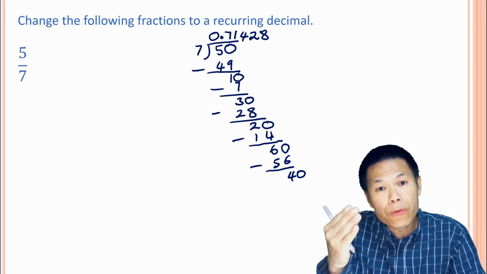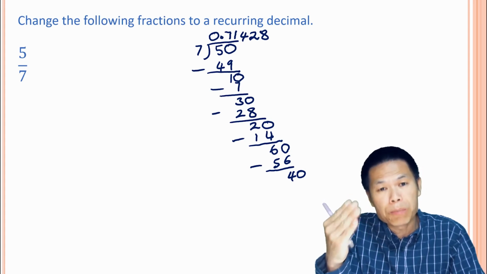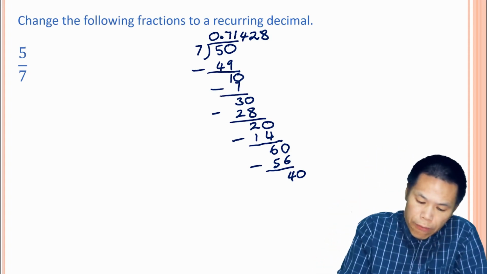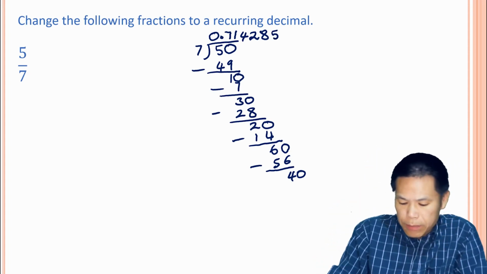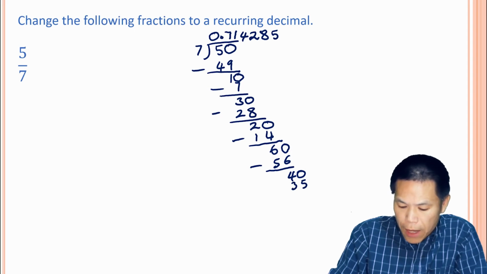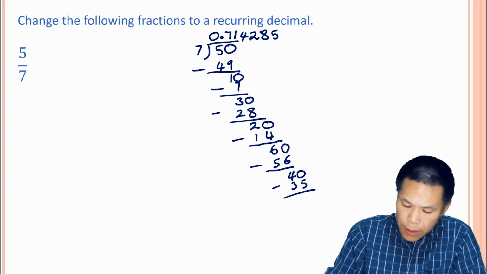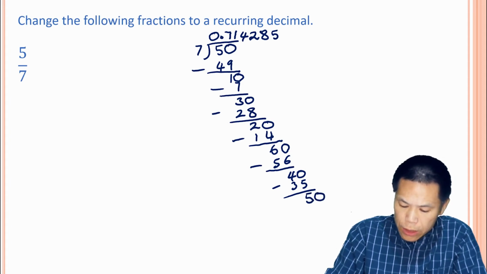Now 7 go to 40 is 5 times, because 5 times 7 is 35. So we write 5 down, and 5 times 7 is 35. And we minus it, so 40 minus 35 is 5. And we add a 0.